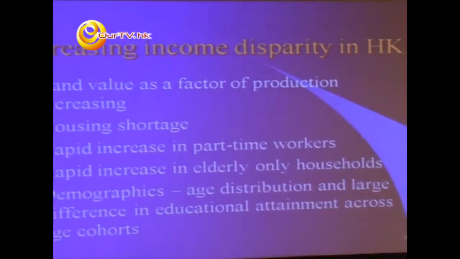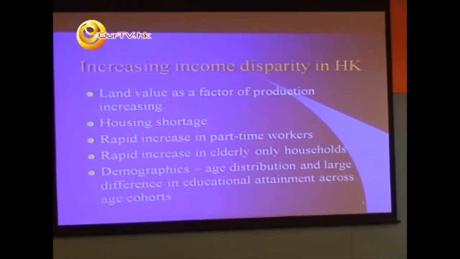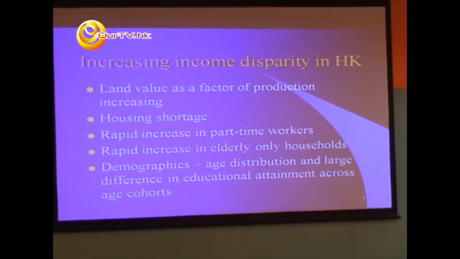But in Hong Kong, we have other factors. The first factor is land as a factor of production. It's increasing. You need buildings and land in order to produce anything, services or products. In Hong Kong, particularly urban land, in the past 40 years has been increasing every year on average 10 to 11%. There are fluctuations, of course. But if you take the average for the past 40 years, the appreciation of urban land value in Hong Kong is around 10 to 11% every year. So it's rising very rapidly.